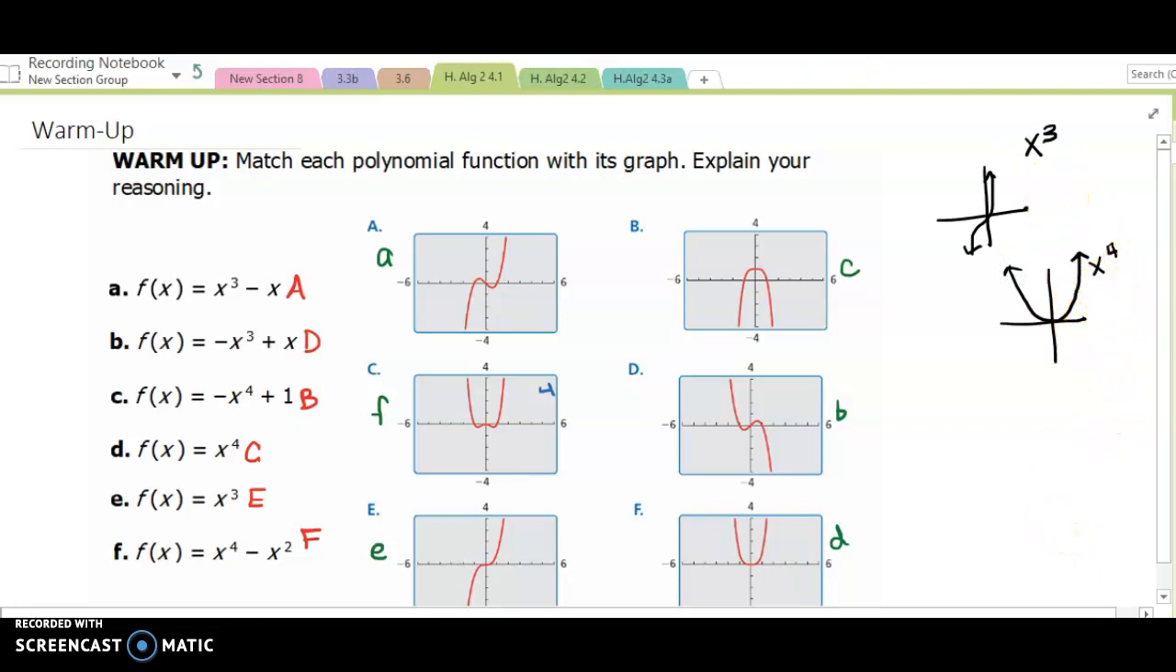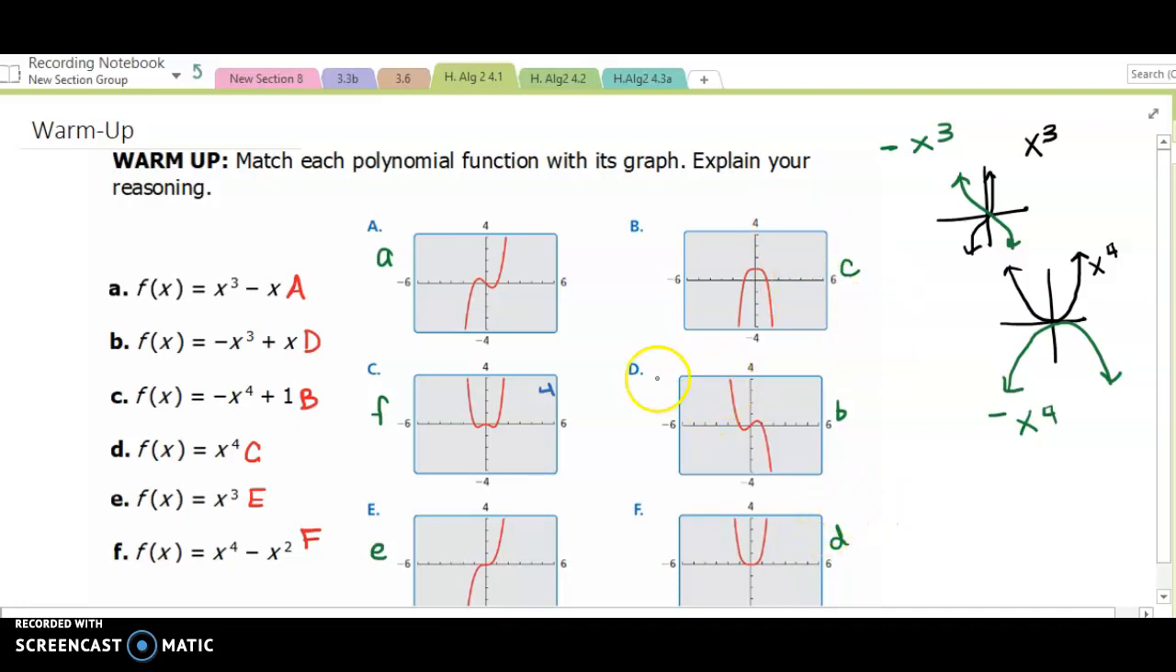Now, these are positive, so that would mean a negative x cubed would look like this, and a negative x to the fourth would look like that. Okay, so keep that in mind. So that should make you be able to match most of these.